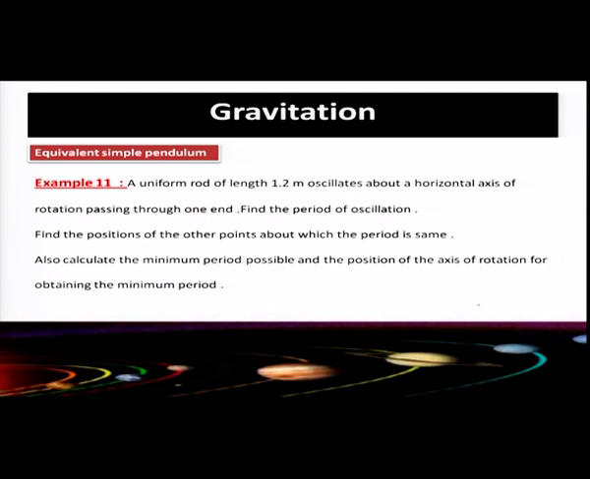I will read out this problem. A uniform rod of length 1.2 meter oscillates about a horizontal axis of rotation passing through one end. Find the period of oscillation and also find the positions of the other points about which the period is same, and also you calculate the minimum period possible and the position of the axis of rotation for obtaining the minimum period.